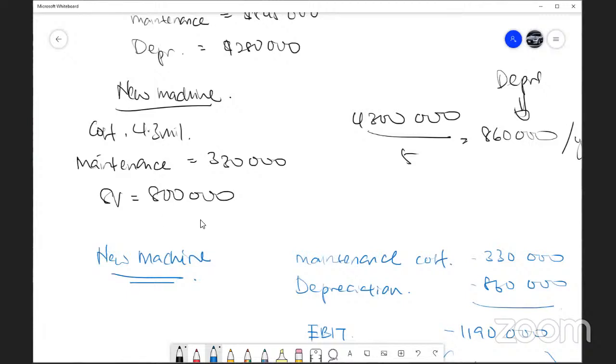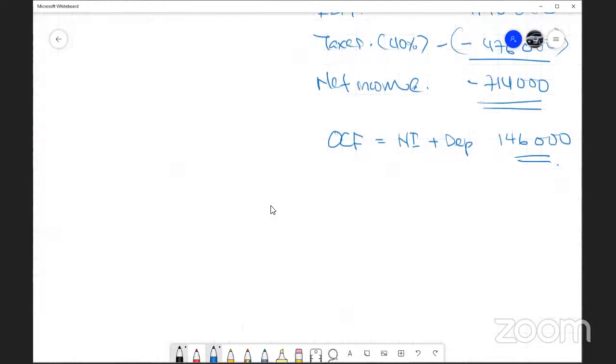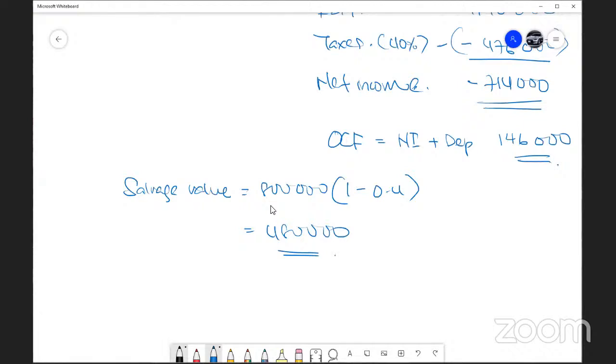So $800,000 needs to be taxed, because by right, at the end of the 5th year, it is depreciated straight line to zero. But in the end you still have a salvage value, and salvage value is taxable. So salvage value is 800,000 times 1 minus 0.4, which is your tax. So this will be 480,000.